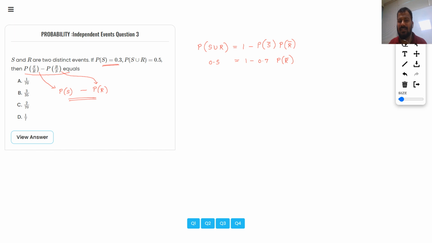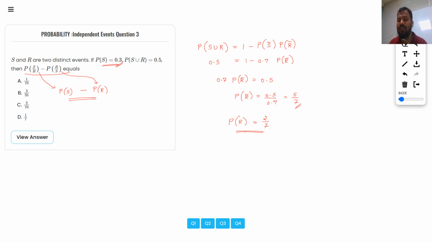So I can take it on the other side. I can write it as 0.7 times probability of R dash is equal to 1 minus 0.5, which is going to be 0.5 itself. And I can write it as probability of R dash is equal to 0.5 over 0.7, which is nothing but 5 over 7. I got to know probability of R not happening, so probability of R which is happening can be written as 2 over 7. So 5 over 7 is not happening, so 2 over 7 should be happening.